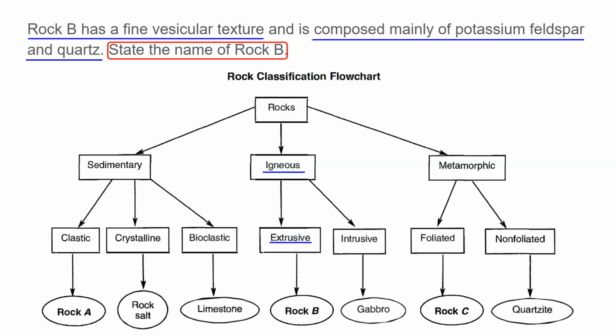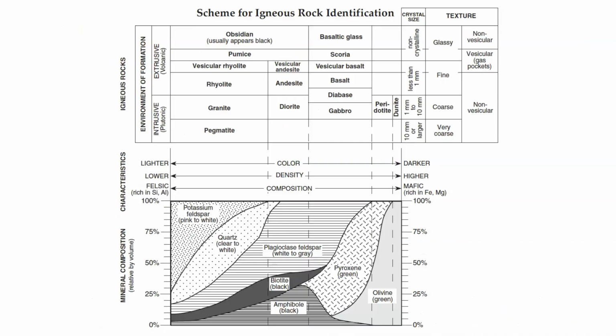So we're going to go to our igneous rocks chart on page 6 of the Earth Science Reference Tables. And we know it's an extrusive igneous rock. We know that it had a fine vesicular texture. We also know that it had a lot of potassium feldspar in it. So it's going to be on the felsic side of things. So we are, in fact, looking at vesicular rhyolite.